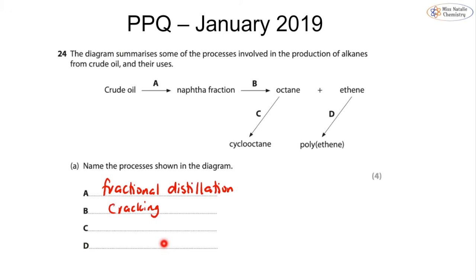Reforming the octane into cyclooctane gives us step C of reforming, and we can also make ethene into polyethene. Now we haven't covered that yet, we're going to talk about that in 5B, but you did learn it in GCSE, and we know that to be polymerization. So there are the 4 marks.